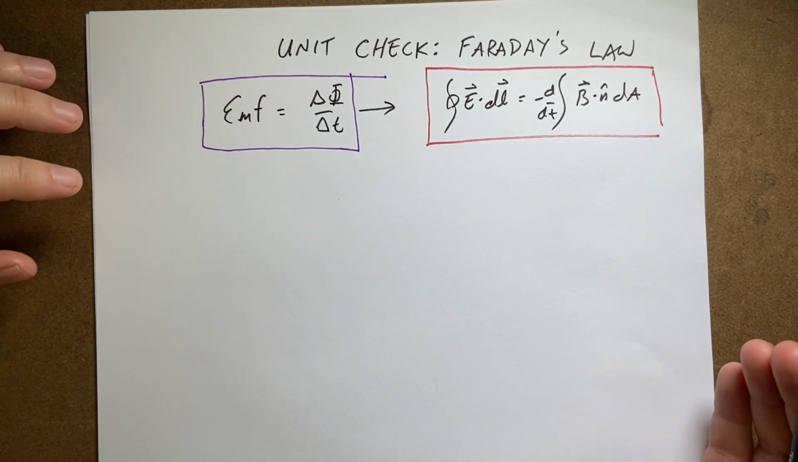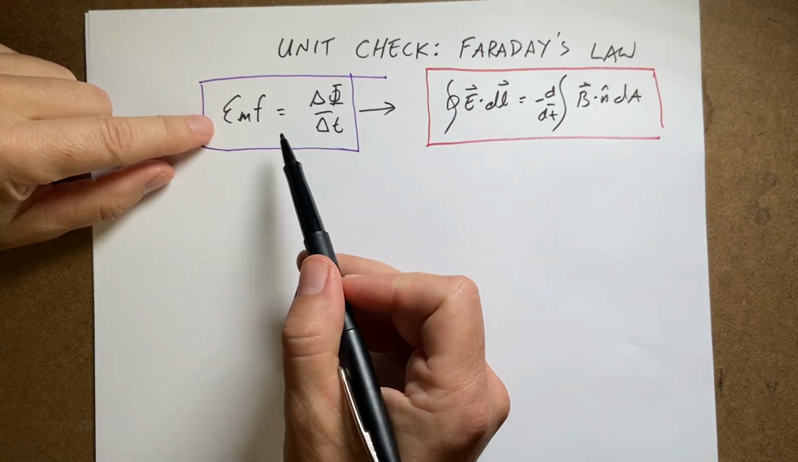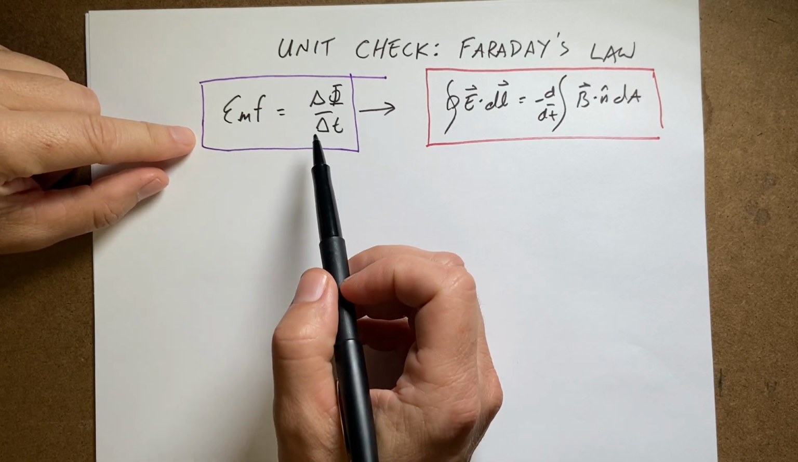Okay, let's have some fun. These are fun kind of problems, puzzles. So the question is, here's Faraday's law, and let's make sure that the units work. So the units on the left side are the same as the units on the right side.